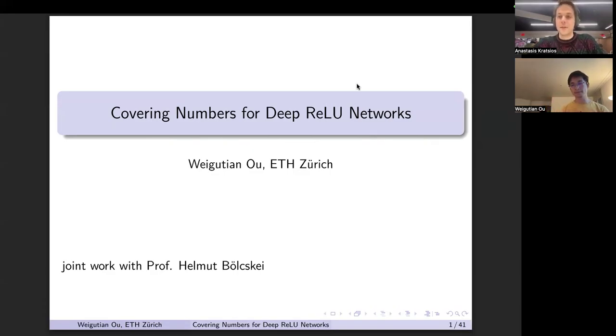Weigutian did his PhD, and I was a postdoc with Helmut. I can never say his last name in our practice, Buskai, at ETH. And after this, as I just found out, he'll be joining industry, but in the meantime, he's done a lot of very interesting research, and particularly this paper caught my eye on covering numbers for deep ReLU networks. So I'm pretty excited about it, and hopefully you are too.